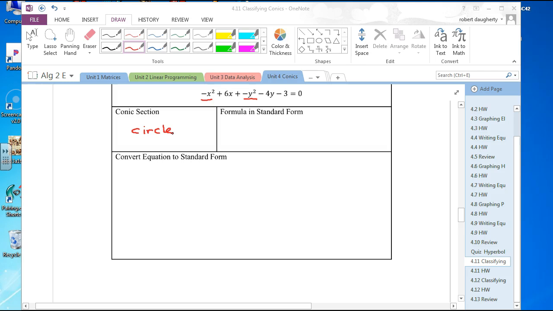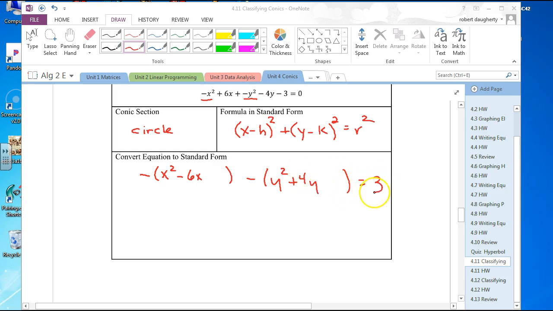So what's the standard form that I'm looking for here? Remember this one, Kyle? That's what we're after now. Okay. So now I need to complete the square in both x and y. So let's factor this out. I need to factor out a negative 1. So that's going to be x squared minus 6x, minus y squared plus 4y, equal 3.